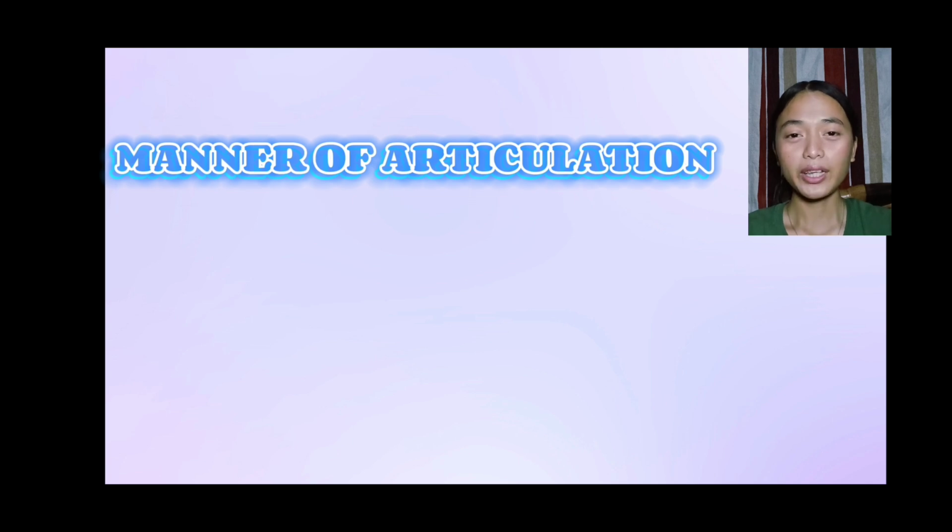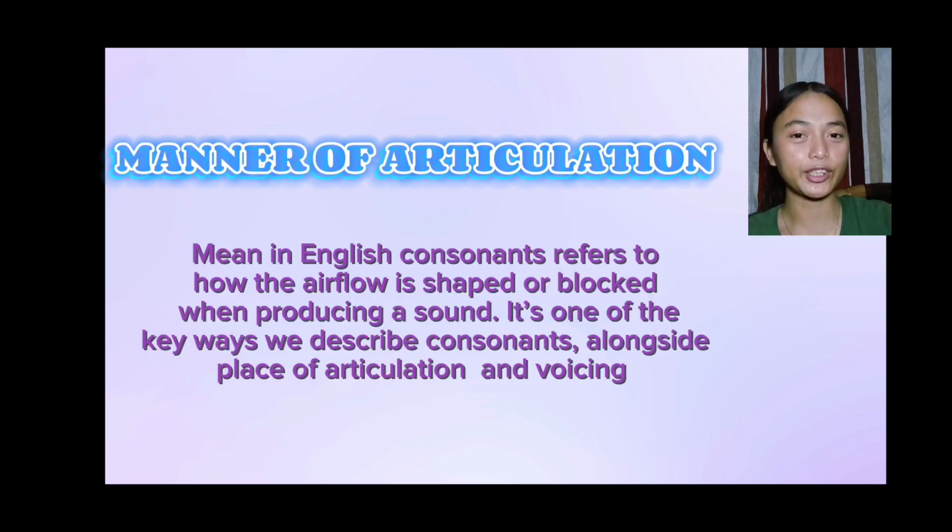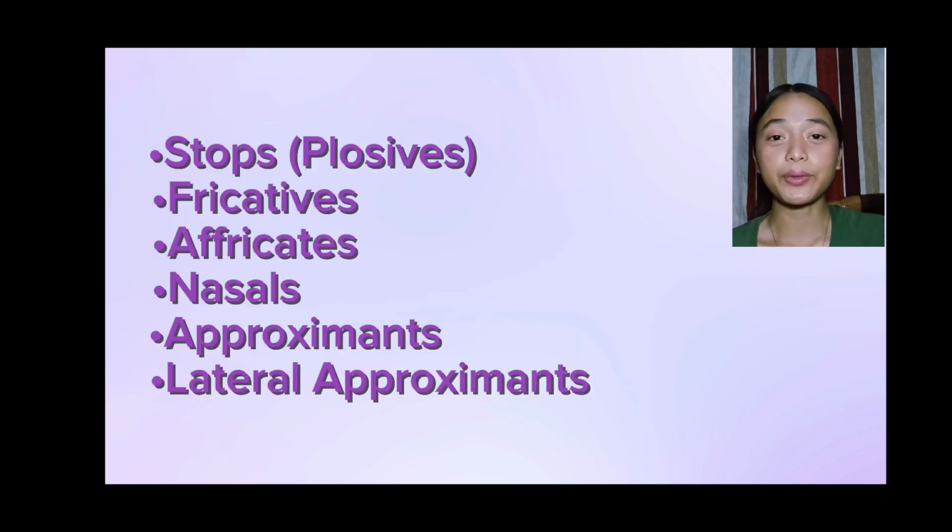Let's proceed to the manner of articulation. What is manner of articulation? In English, for consonants, it refers to how the airflow is shaped or blocked when producing a sound. It's one of the key ways we describe consonants alongside place of articulation and voicing. There are 6 types of manner of articulation in phonetics.